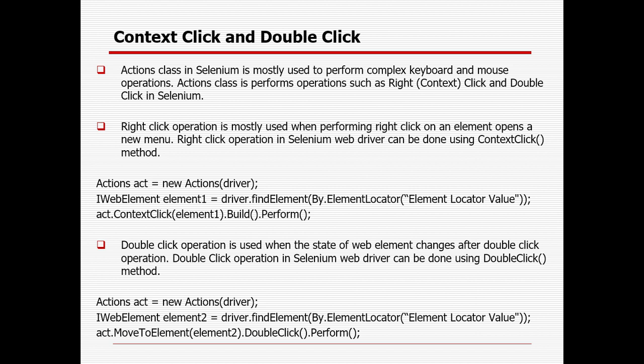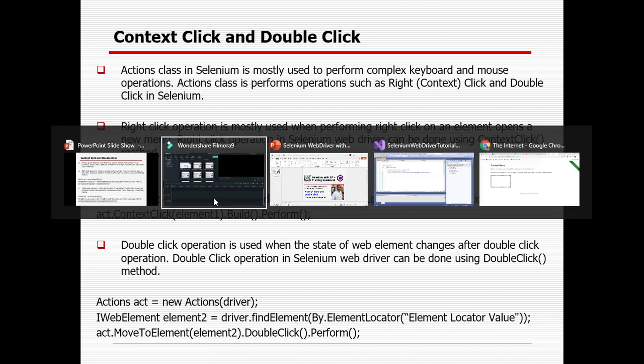Then we need to identify the web element for which we need to perform the right click or context click, with the help of the relevant element locator technique. It can be ID, name, class name, XPath, CSS, link text or partial link text. After that, with the help of the Actions class object, we'll call the context click method and we'll use the build and perform methods as well. So let's see how we can perform the context click operation.